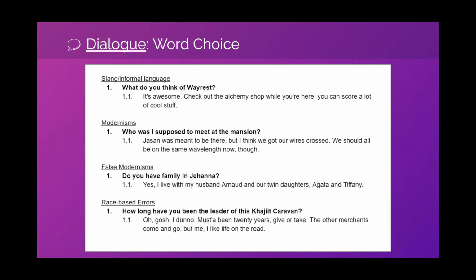There's also a category which I only discovered recently called false modernisms, which is where we think something's modern and it's not. So player asks, "Do you have family in Johanna?"